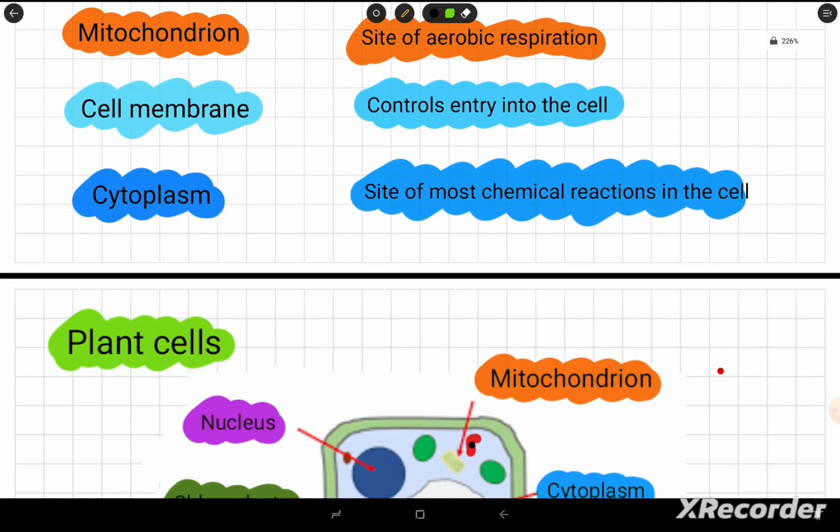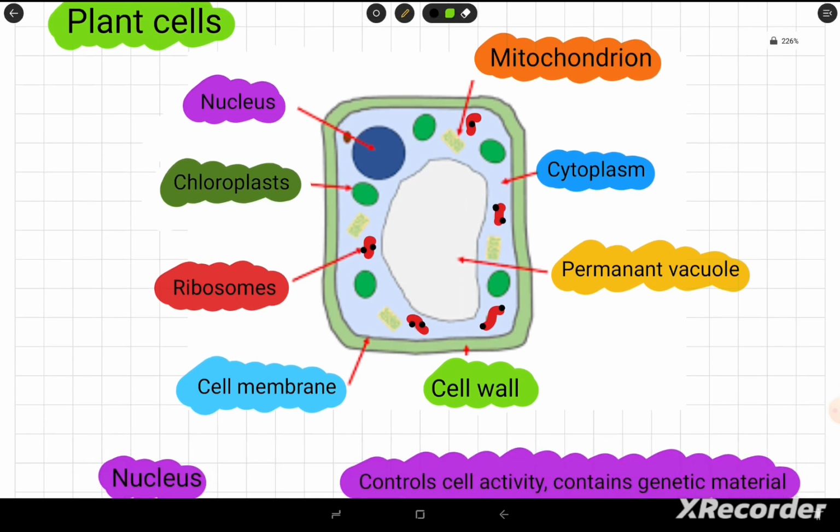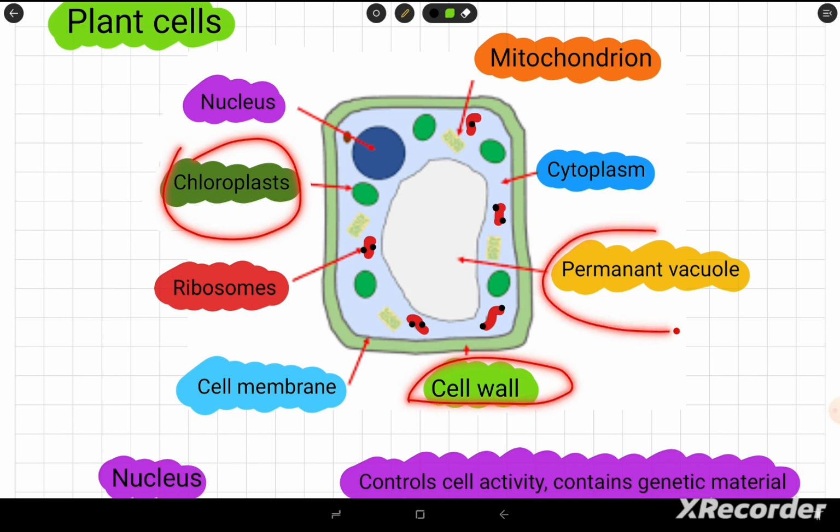Okay, now we're going to look at plant cells. Plant cells also have a nucleus with the same function. They also have mitochondria with the same function, cytoplasm with the same function, cell membrane with the same function, and ribosomes with the same function. However, plant cells are different to animal cells because they have three more organelles that we need to know about. These are the chloroplasts, the cell wall, and the permanent vacuole.